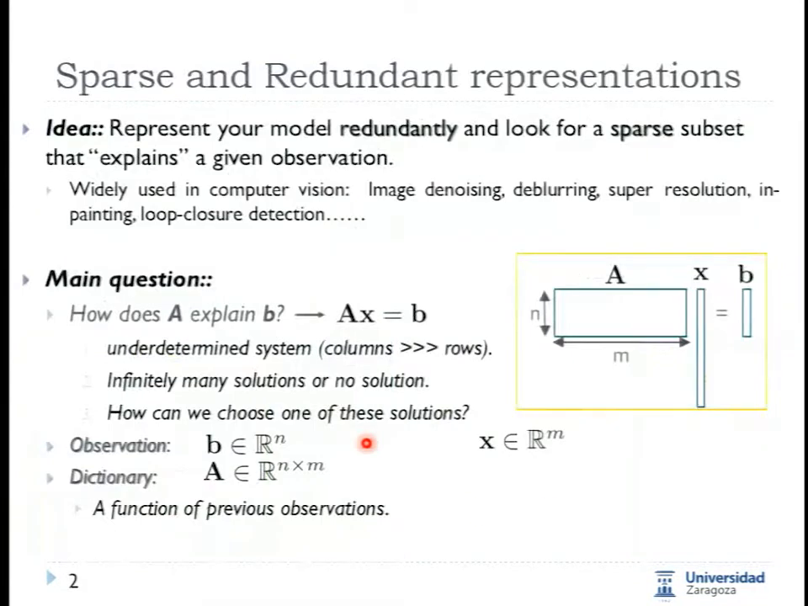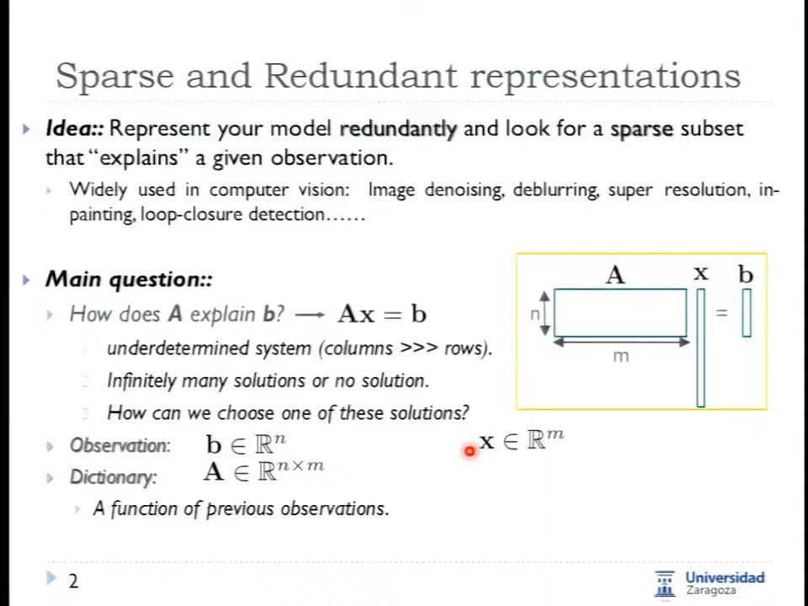In this paper, we use a sparse and redundant representation. As the name implies, the idea is to model the problem redundantly, and given an observation, we look for the sparsest subset of this model that explains the current observation. This framework has been used widely in the computer vision community, and if we consider a linear system, the main question is, how does A explain B? In this case, B is our current observation, and A is the so-called dictionary that includes the previous information that we have about our problem.